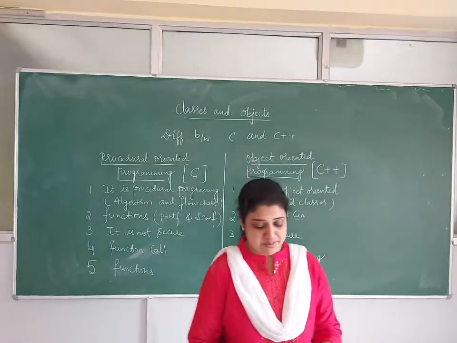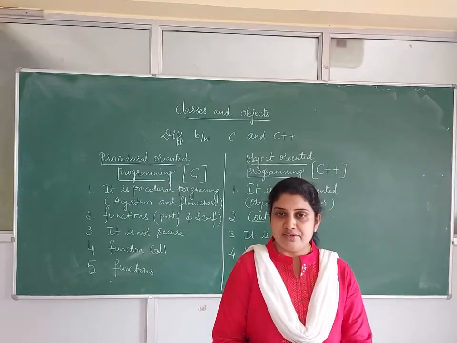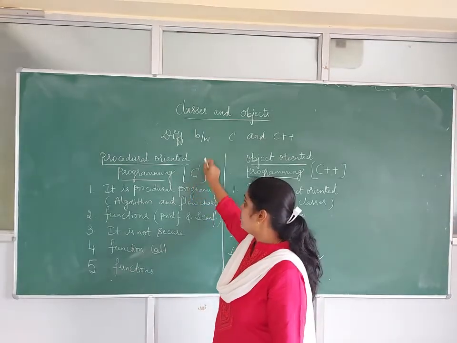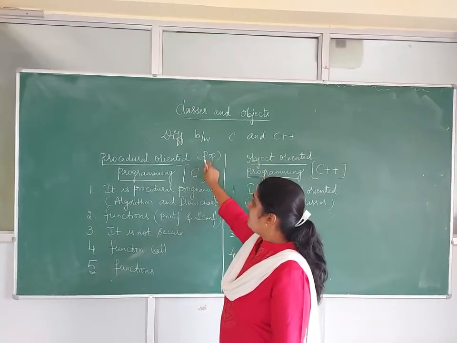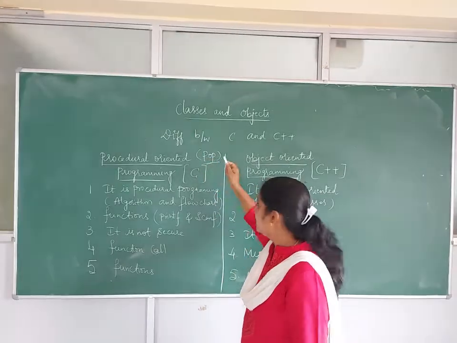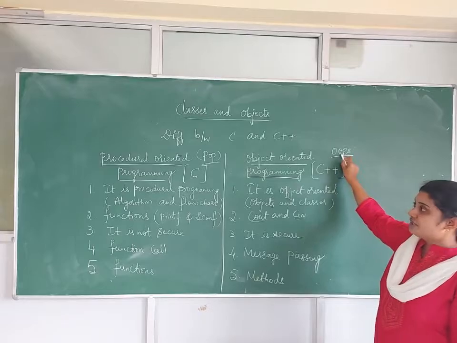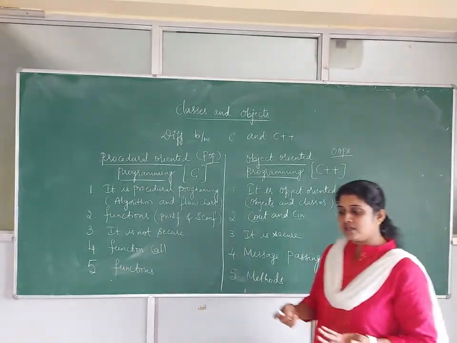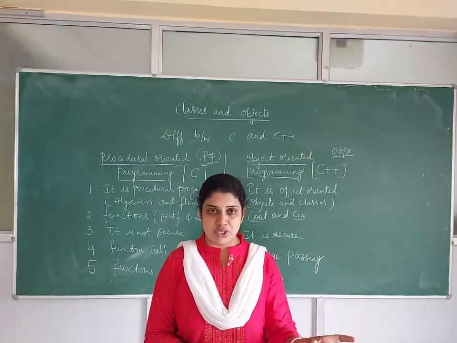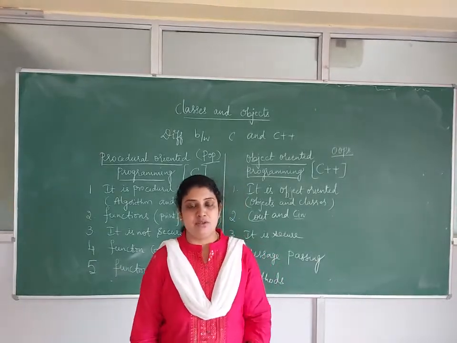They'll ask for 5 marks: mention the difference between C and C++, or mention the difference between POP and OOP. This C is also called POP, in short form. POP is procedural oriented programming. But C++ we call OOPs, that is object oriented programming. They can ask, write the difference between C and C++, or POP and OOP, or procedural oriented and object oriented. They can ask the difference in three different ways.